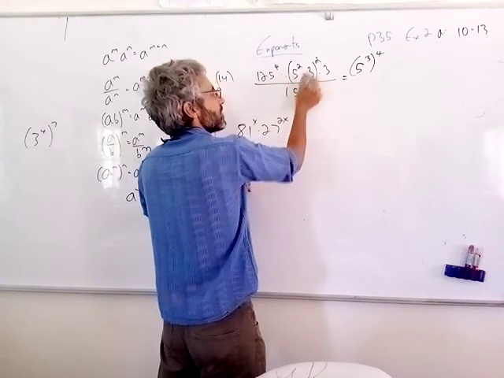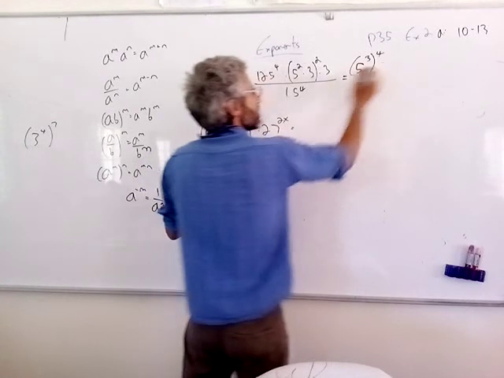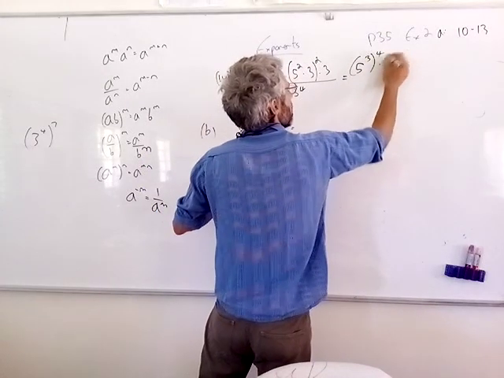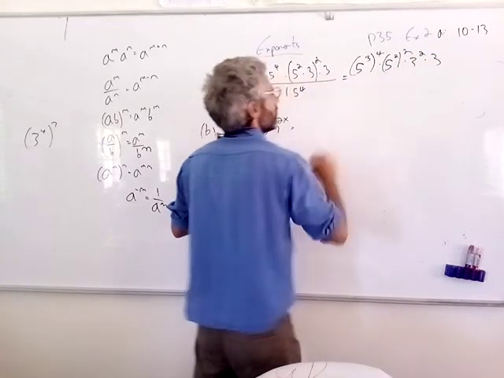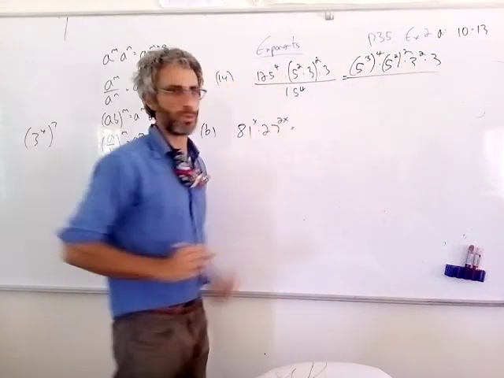I've got 2 animals in the cave. Each one gets to wear the hat. Okay, what does that mean? It's 5 squared, I'm squaring it, and times 3 squared. And I still have that 3. The big question is, what do we do with that 15?